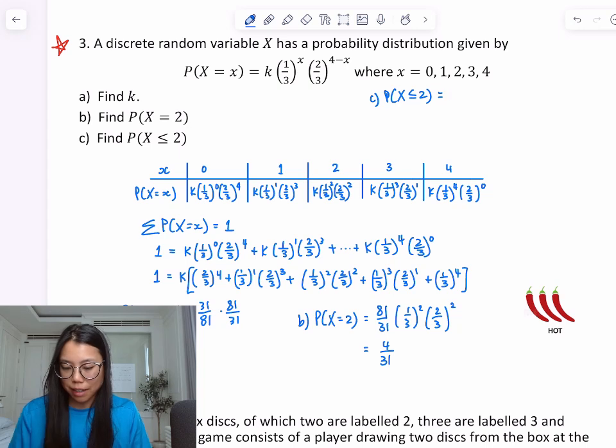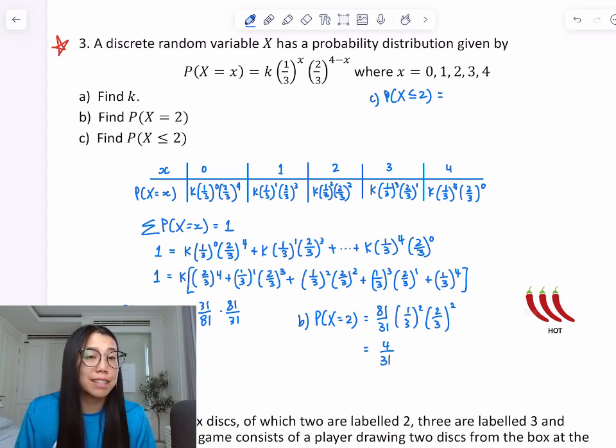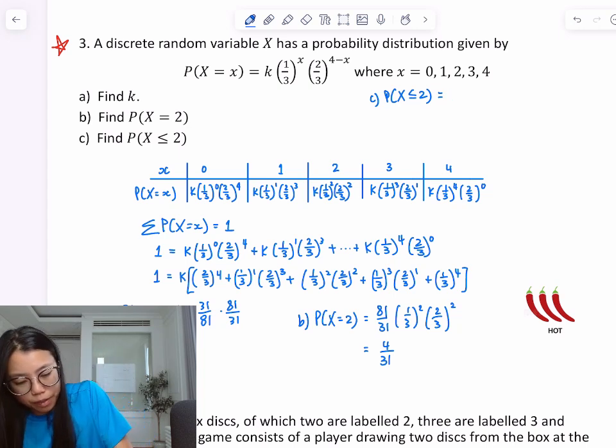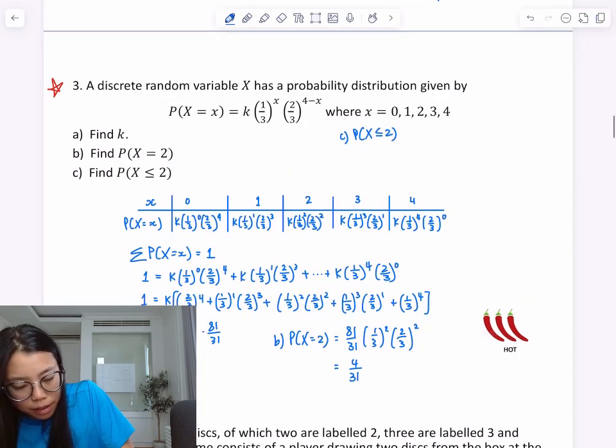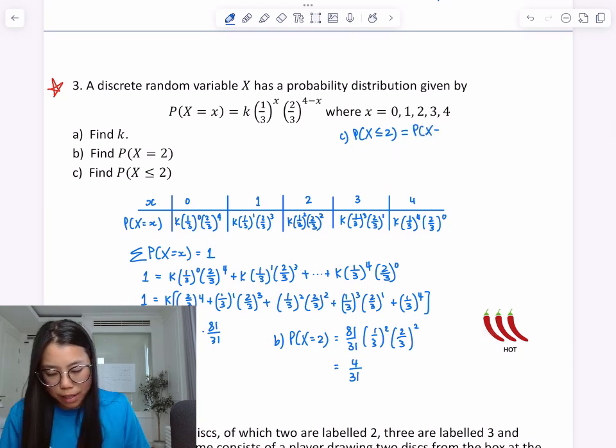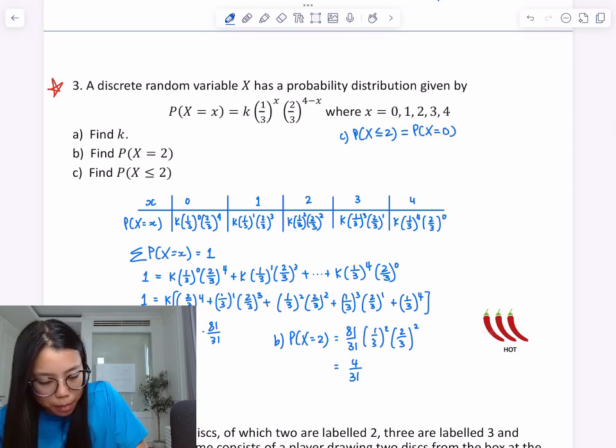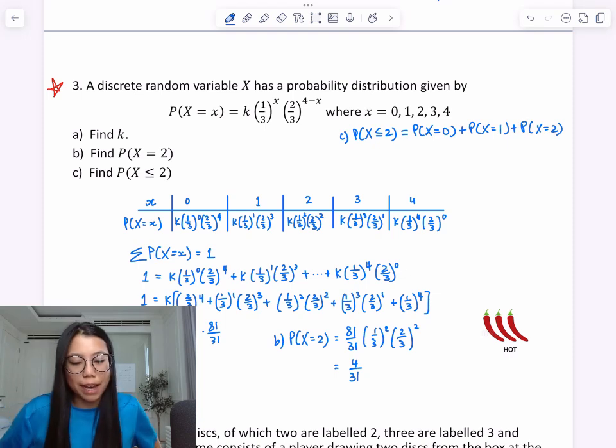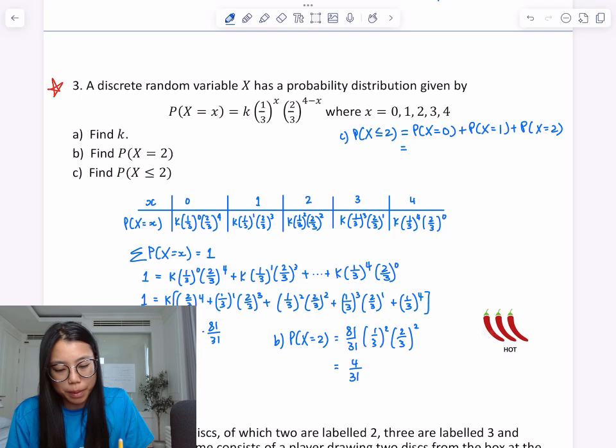Part C, find P of x is less than or equal to 2. So I'm going to do part C up here. When x is less than or equal to 2, well, that's the sum of the probabilities from x is equal to 0 to x is equal to 2. So I want to add all of those individual probabilities together.